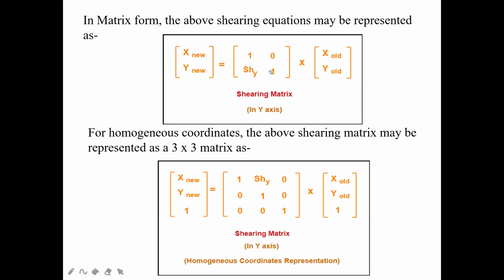So here what I will do, I have to write 1 0, and in your y axis, in y new, I have to write shearing on your y axis, then 1, multiplied with your initial coordinate values. So this is your matrix form. If in homogeneous coordinate I want to represent, I have to write here 1, shy here, shearing, then 0.